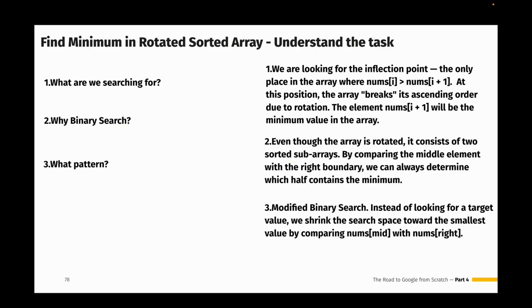So why binary search? Even though the array is sorted, it consists of two sorted subarrays. By comparing the middle element with the right boundary, we can always determine which half contains the minimum. And what pattern can we use here? I think you already guessed, it's a binary search, a little bit modified binary search, but it still remains binary search. Instead of looking for a target value, we shrink the search space toward the smallest value by comparing nums[mid] with nums[right].